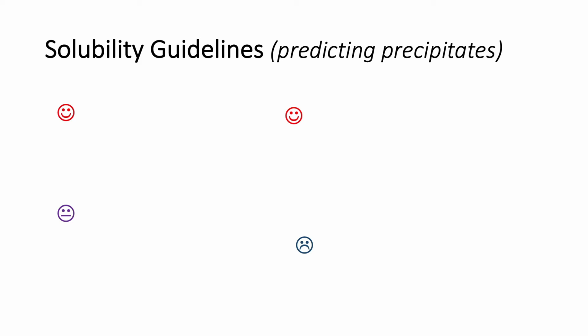If you see a happy face, that means that something containing these ions will always dissolve. If you see a frowny face, that means something containing those ions will generally not dissolve. And then the straight face over here, that means sometimes they dissolve and sometimes they don't. And we'll talk about those a little more. So let's go ahead and look at the solubility guidelines. You can see I have two happy face emojis, and that's because I've broken up the cations and the anions.